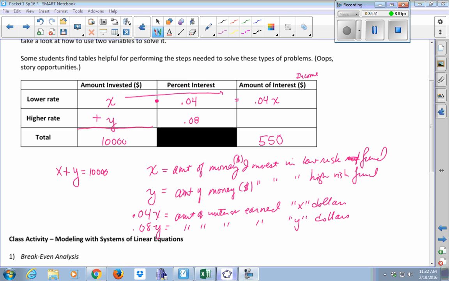Well, if you set up this table, the heading is going to take care of that for you. The amount of interest earned on X dollars and the amount of interest earned on Y dollars. And voila, when you add those two numbers together, you get your 550. 0.04x plus 0.08y equals 550. And there's your system to solve. And you use one of the methods we just learned a few minutes ago to solve that system.